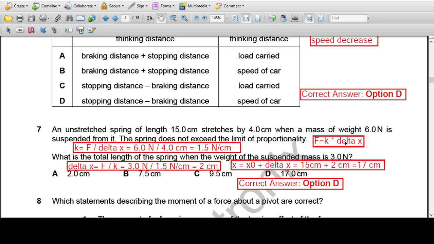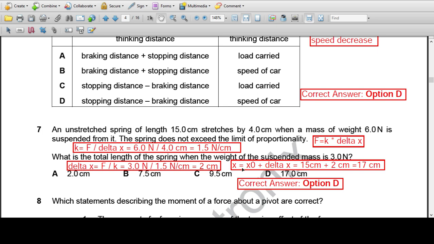Delta x, we have to find the delta x here. So delta x is equal to F upon K. So F is 3 newtons and K is obtained as 1.5 newtons per centimeter. So this 3 will be divided by this 1.5 newtons per centimeter. So as a result, 2 centimeters is obtained.